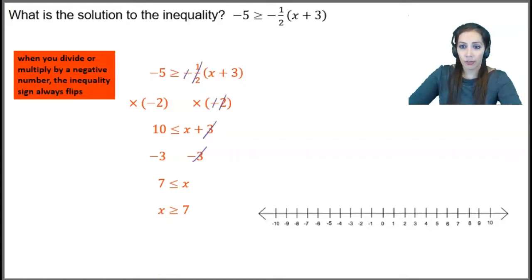Now to draw this on a number line, I wanted to show you that. So if I have right here, I put a nice closed circle right here on my 7, and then if x is greater than that, I would be going that way. So the solution to this inequality is x greater than or equal to 7.